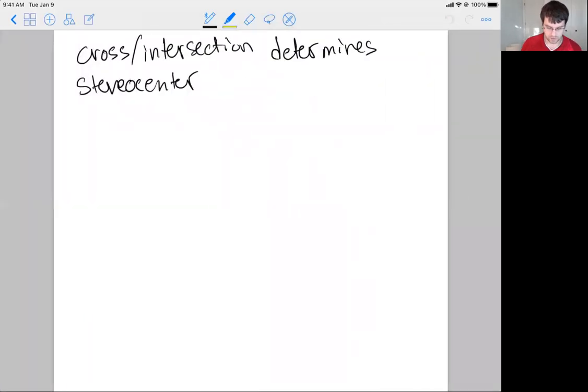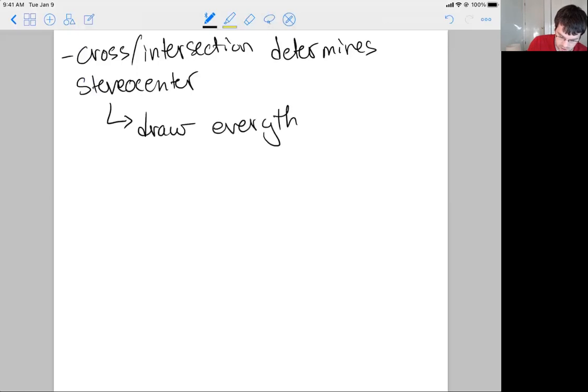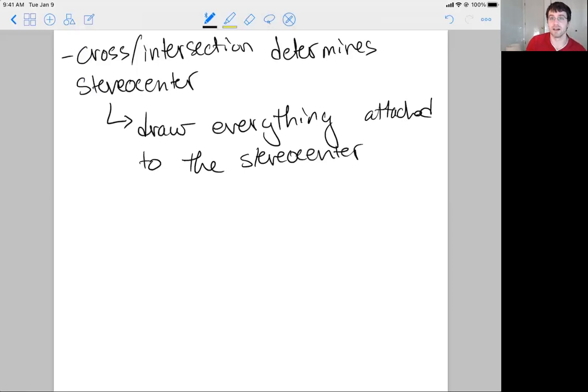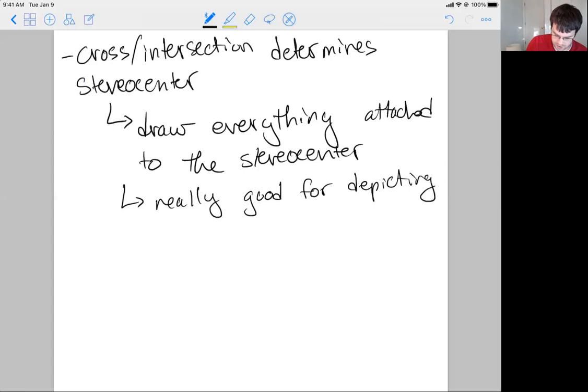So I'm going to make note of that. The cross or the intersection determines the stereocenter, and we draw everything attached to the stereocenter. Okay. These things are really useful for drawing molecules where carbon stereocenters are adjacent or right next to each other. So it's really good for depicting adjacent stereocenters.